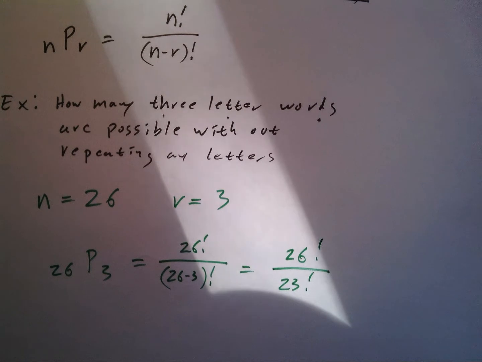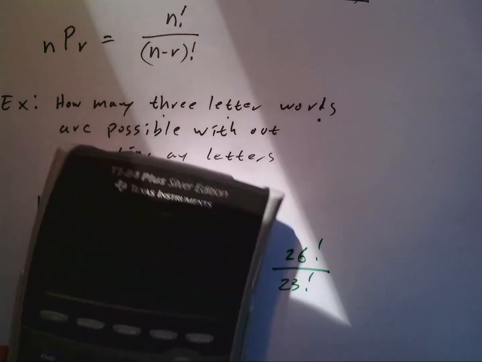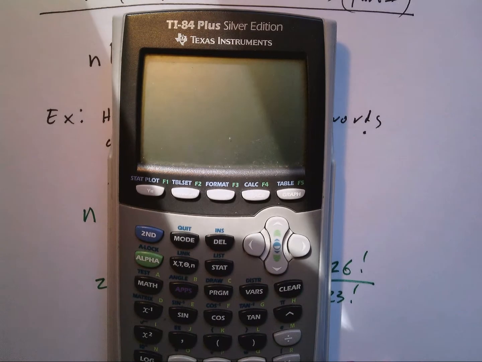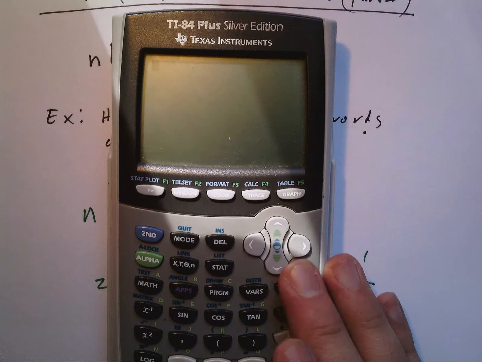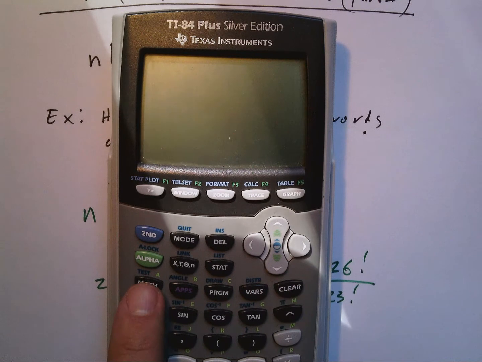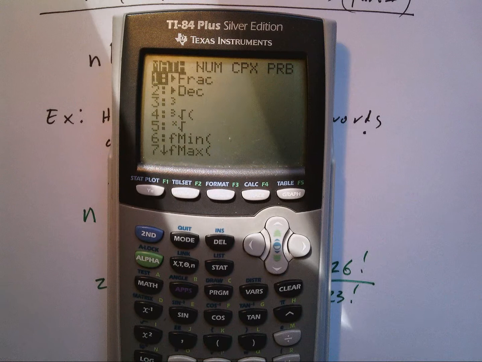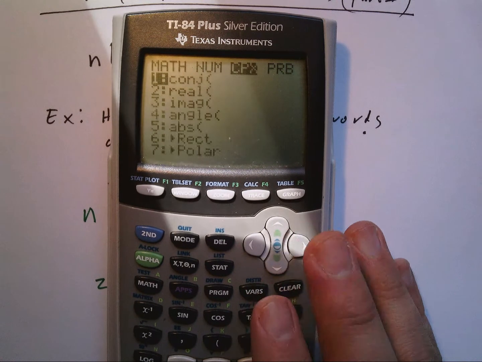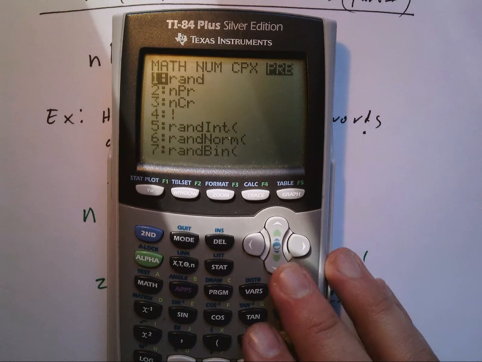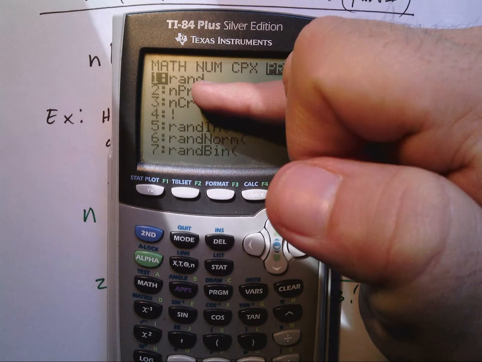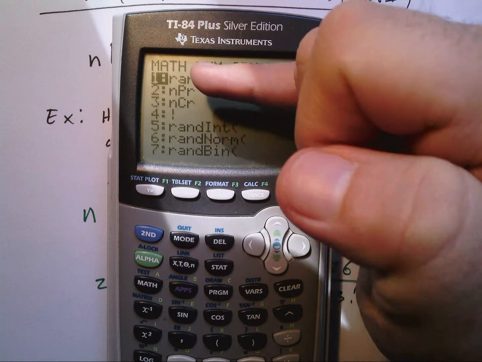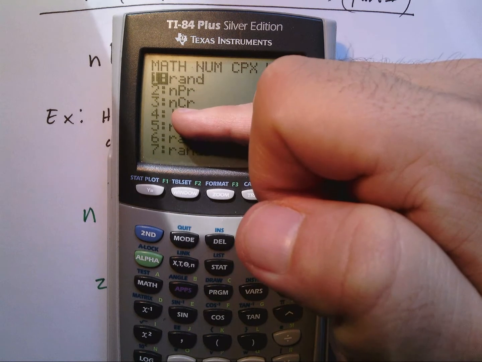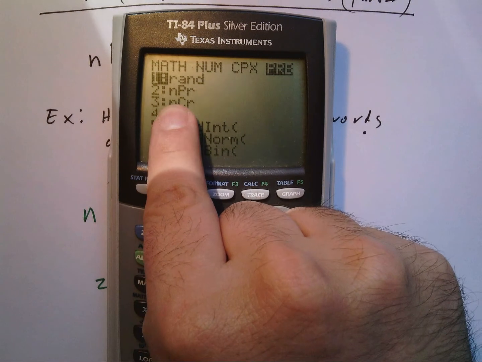Now, in order to get to the factorial, all right, from a clear home screen, if I press math, I'm now going to go over to probability, and then right here I have n pick r and choose r, so it's permutation and combination respectively, and there's factorial. Now, I'm going to use permutation in this one.